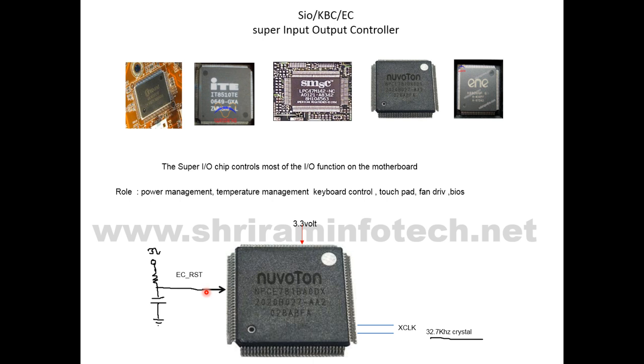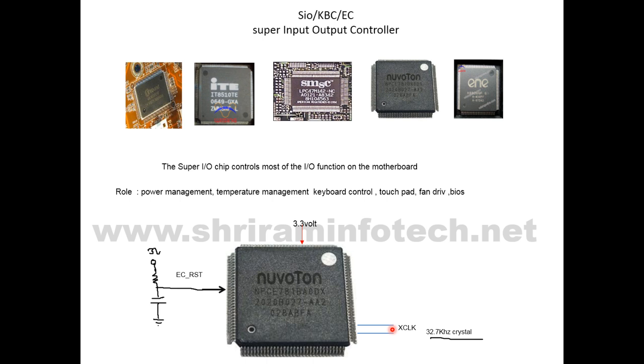The next thing required to run the SIO is a clock, that is 32.768 kilohertz. In older motherboards, this 32.768 kilohertz was generated by the SIO itself, connected with a 32.768 kilohertz crystal. But now in the newer motherboards, this clock is generated by the PCH, that is the RTC circuit, and the PCH delivers this 32.768 kilohertz to the SIO, that is called the sys clock, which we'll see later. So this is SIO.